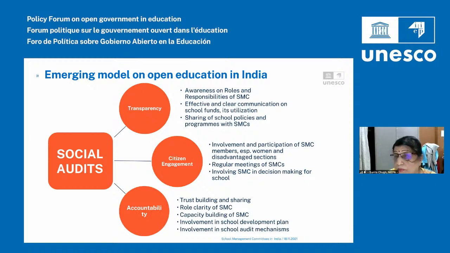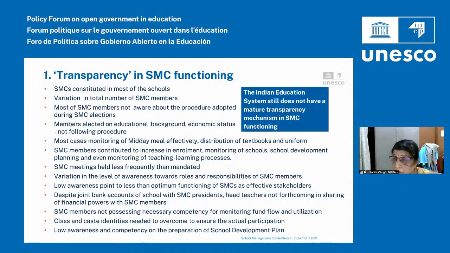As far as accountability is concerned, the principle of accountability is trust building and sharing. If you have trust and feel confident that the other party is also going to share your responsibilities, only then does accountability work. And whether the SMC members had role clarity, whether SMC capacity building was done on their roles and responsibilities, whether they were told what kind of function is expected of them, and how much they were involved in the school development plan and the school audit mechanisms. So these were the three basic aspects.